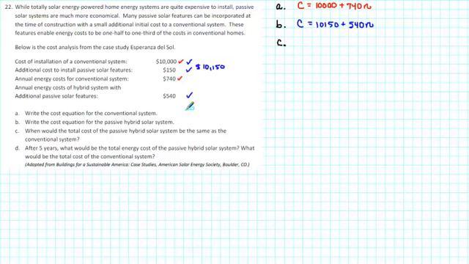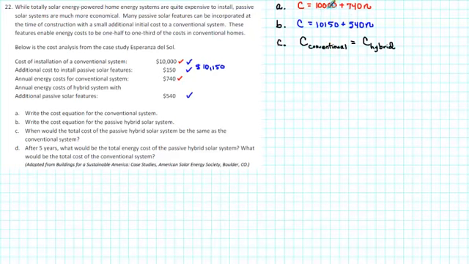In part C, we're asked when would the total cost of the passive hybrid solar system be the same as the conventional system. So in other words, we want to determine when the cost of the conventional system is equal to the cost of the hybrid system. Well, in order to find out when this will occur, we need to find the value of N. So we need to substitute expressions for the cost of the conventional system and the cost of the hybrid system. And we have those expressions up above in parts A and B.